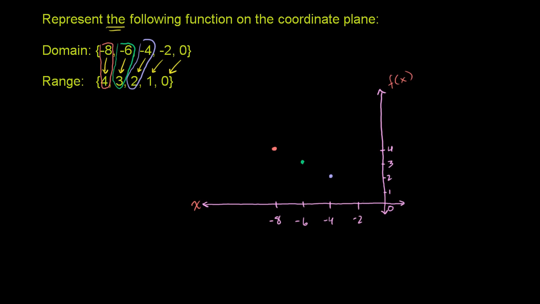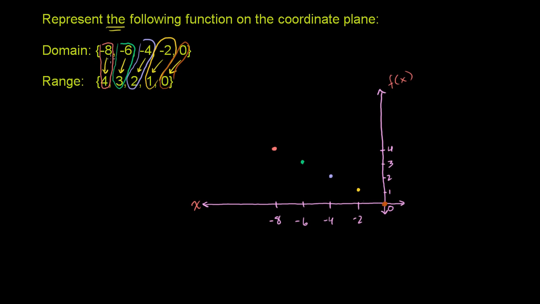And then you give it a -2, this function will pop out a 1. f of -2 is 1. And then finally, f of 0 is 0. So we'll just plot it right there. So that's the function. I've represented it.